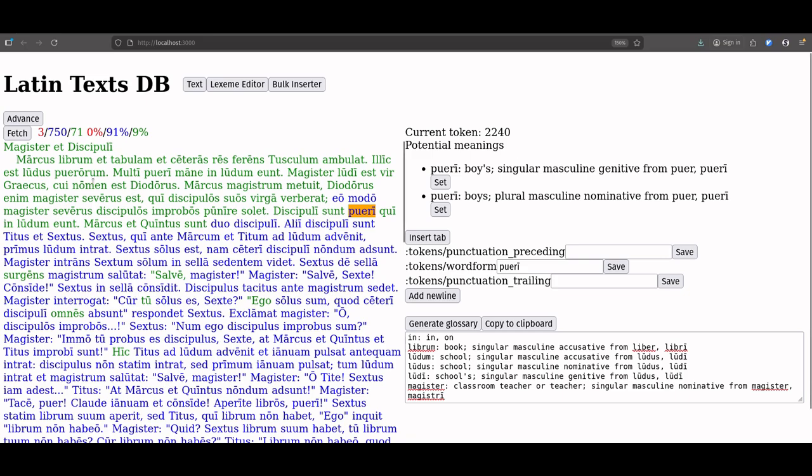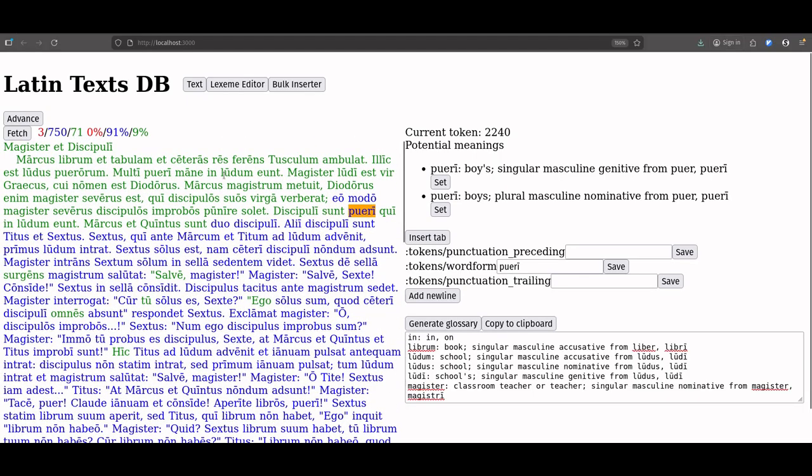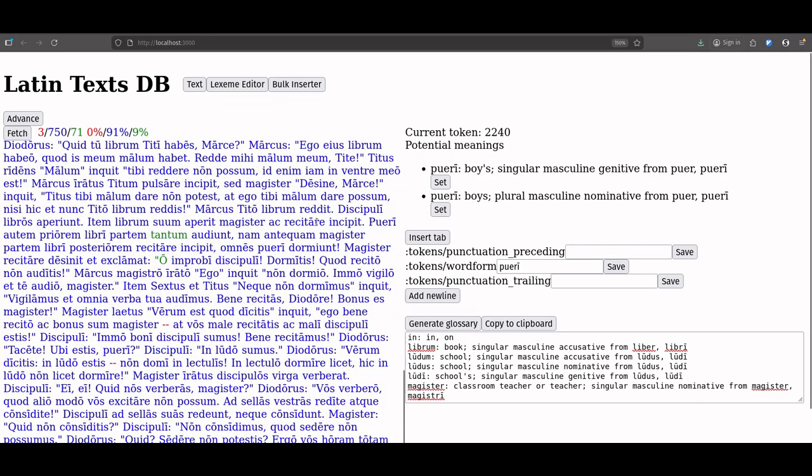However, when you get to something that's longer, like a chapter of Familia Romana, it's 1,000 words long. It's somewhat difficult and time-consuming to go through and search for all the uses of pueri, parse it in your mind, remember how it's used, and then make sure the glossary matches that.